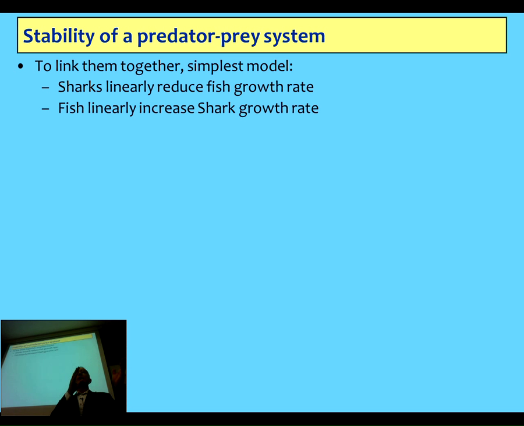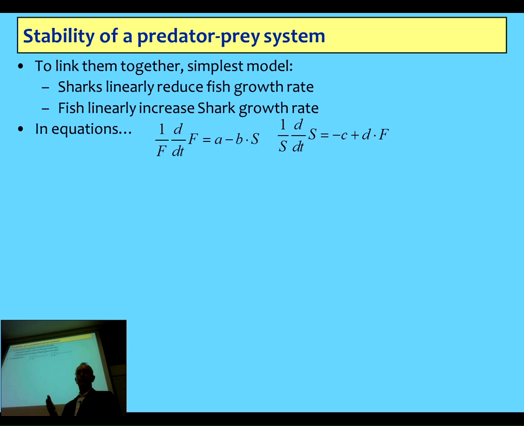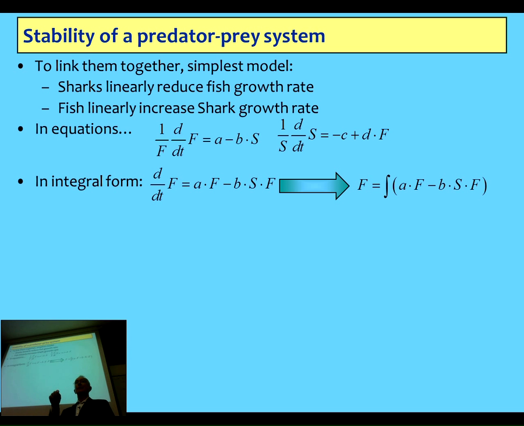So you can say sharks linearly reduce the rate of growth of fish, whereas fish linearly increase the growth rate of sharks. For putting that together in equations, I can now say 1 over F dF/dt is a minus b, which is constant, times how many sharks there are. And the same for sharks in reverse, plus d times F. In integral form, then it becomes that, which I then make F is equal to the integral of a times F minus b multiplied by S. Now this is extremely important, multiplied by F as well. I've got the two variables multiplied together.